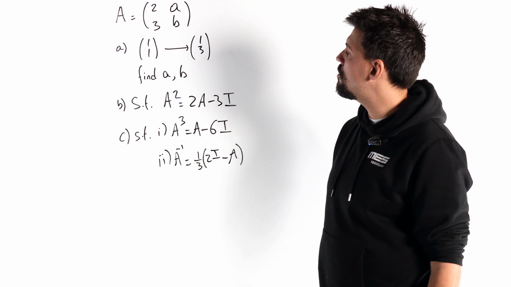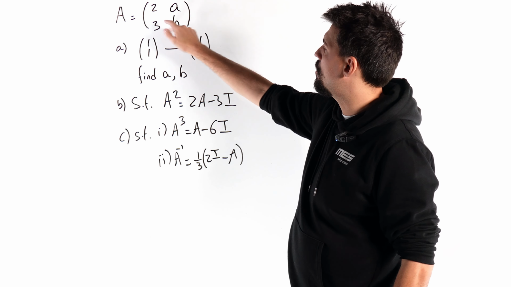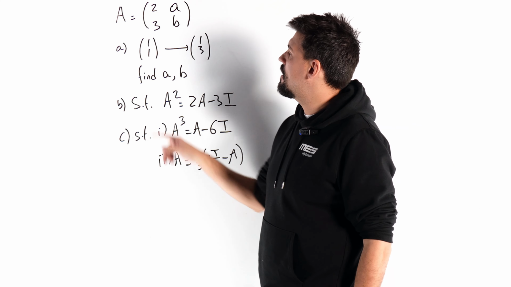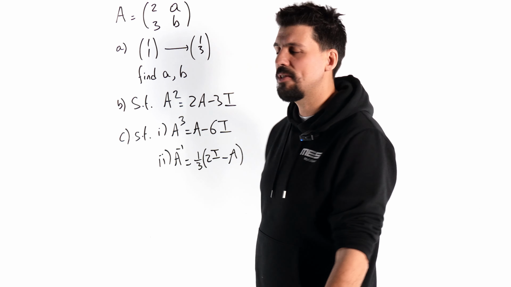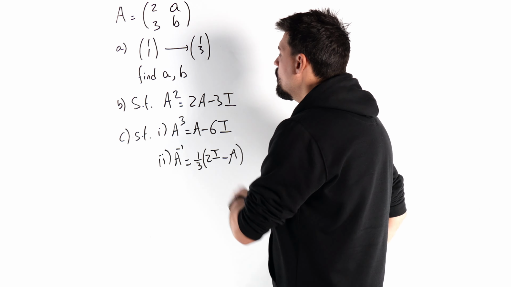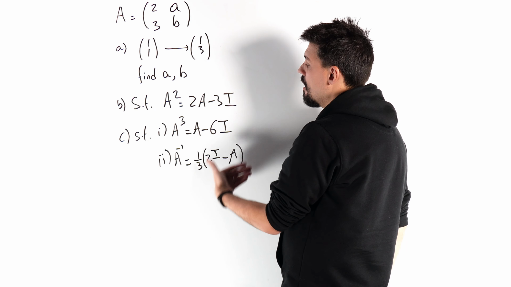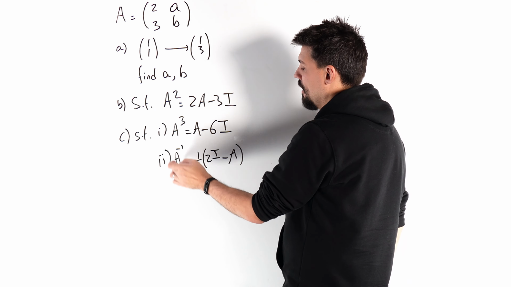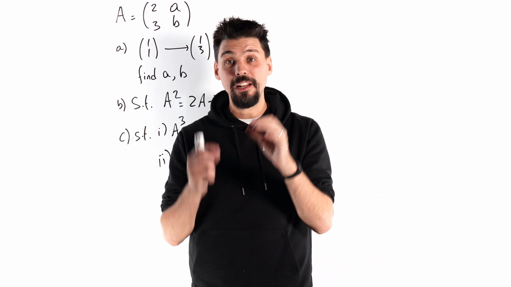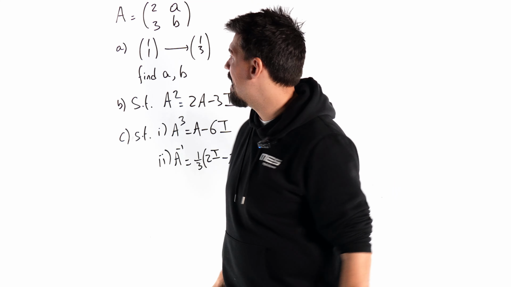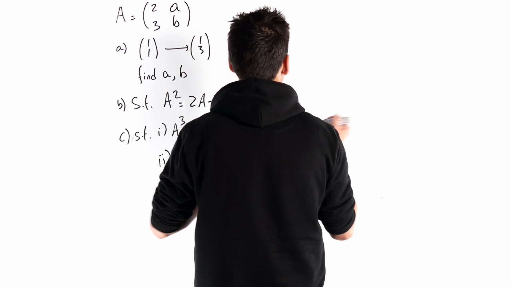We have a 2 by 2 real valued matrix, 2, a, 3, b. Now what we know is the point 1, 1 is mapped to the point 1, 3. We're going to use that to find a and b. We're then going to play around and get some of these nice identities expressing powers of A in terms of A and the identity. I love doing it. I feel like it's such a part of maths for me, just absolutely amazing.